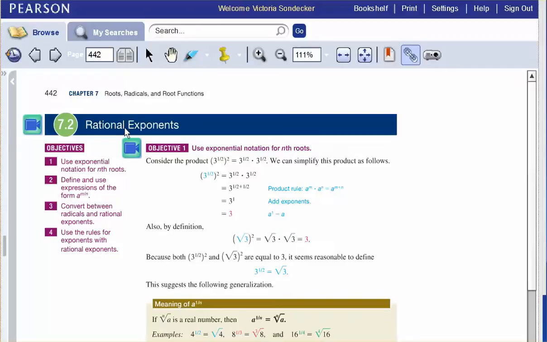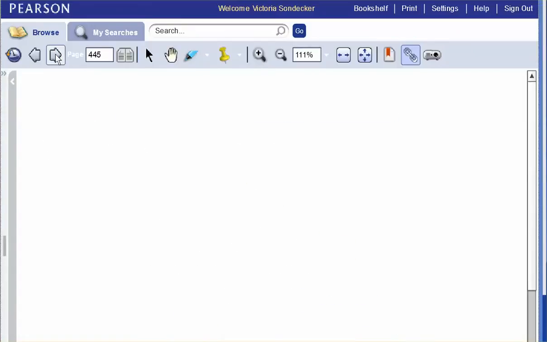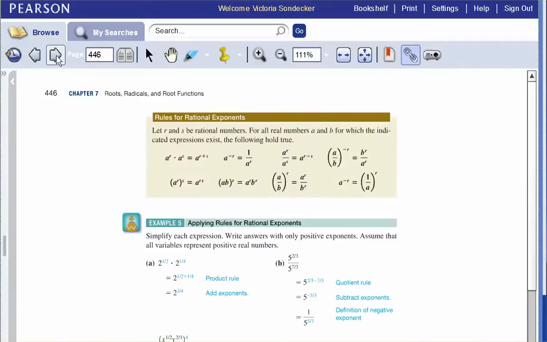You're going to see that starts in your textbook on page 442. And where I'm going to direct your attention is actually the top of page 446. And you're going to see rules for rational exponents.